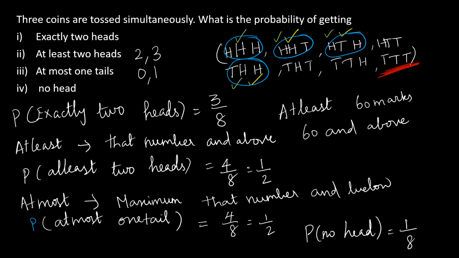Here you should understand that when three coins are tossed, 8 is your sample space. After writing the sample space, according to what the question asks, you find the answer and put it in the numerator. And the denominator will be 8 only, because the outcomes are 8. This is called the sample space.